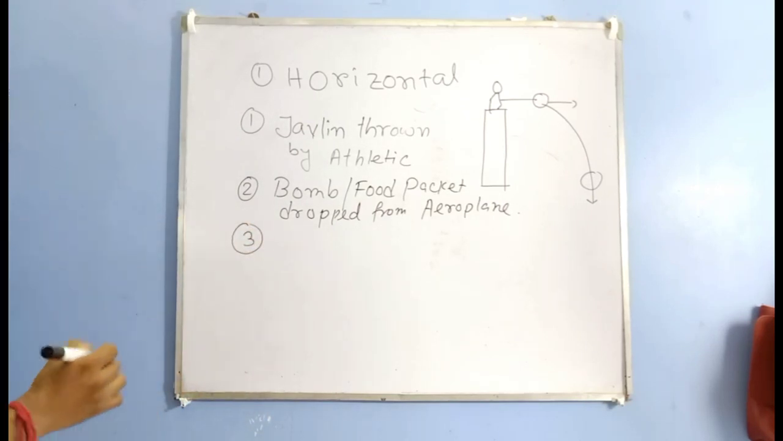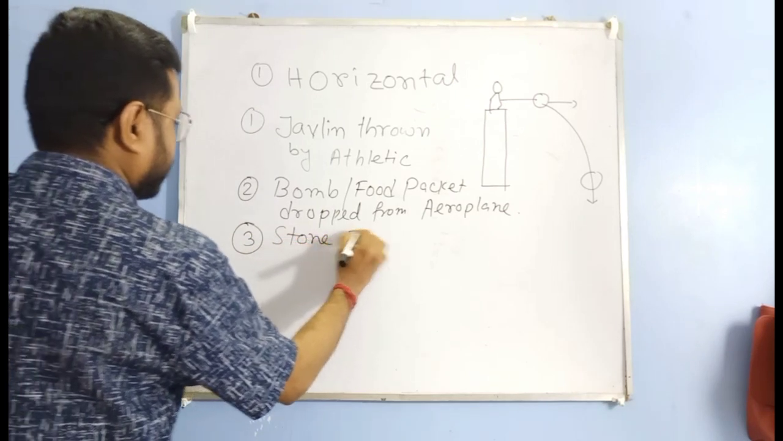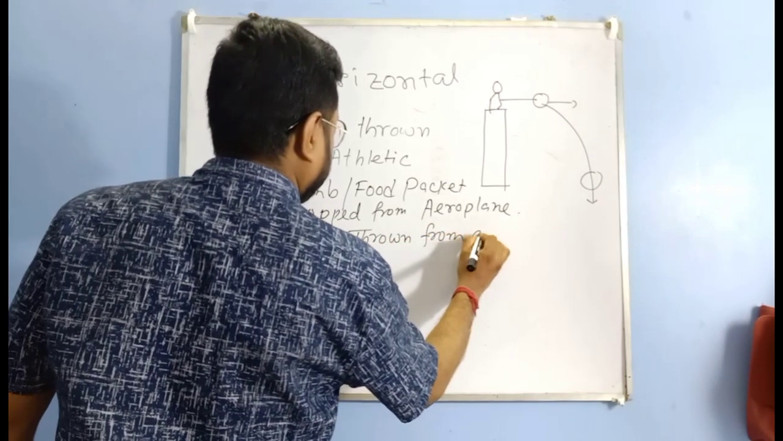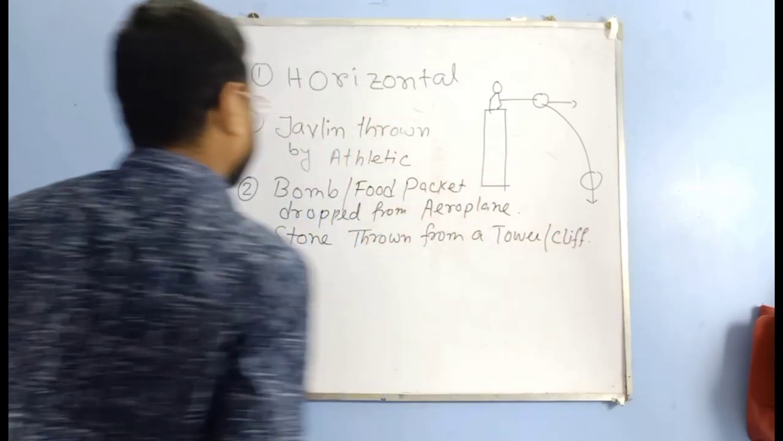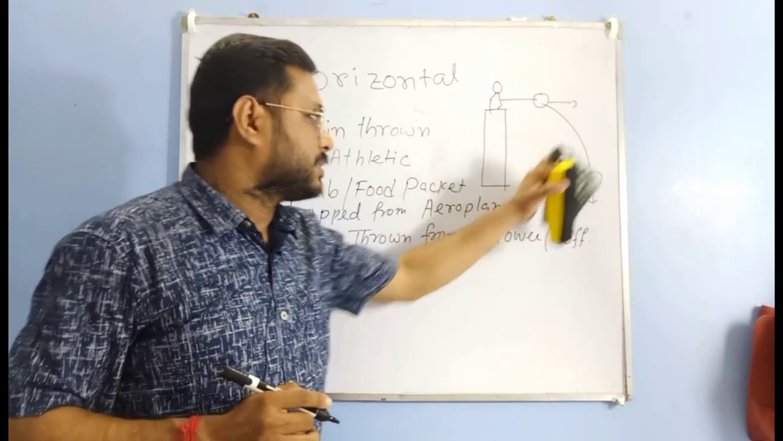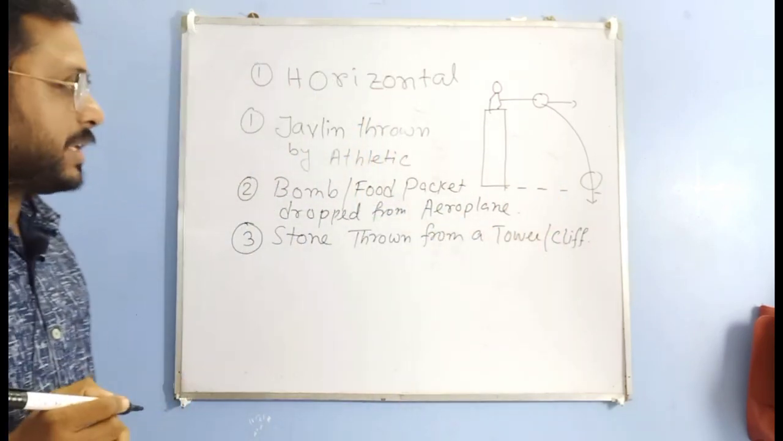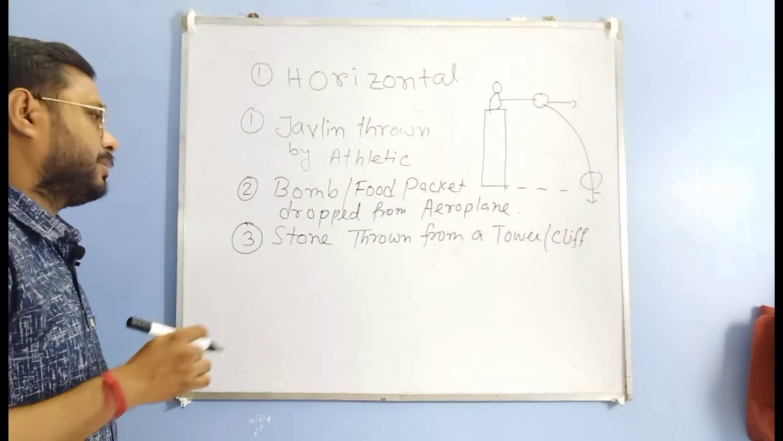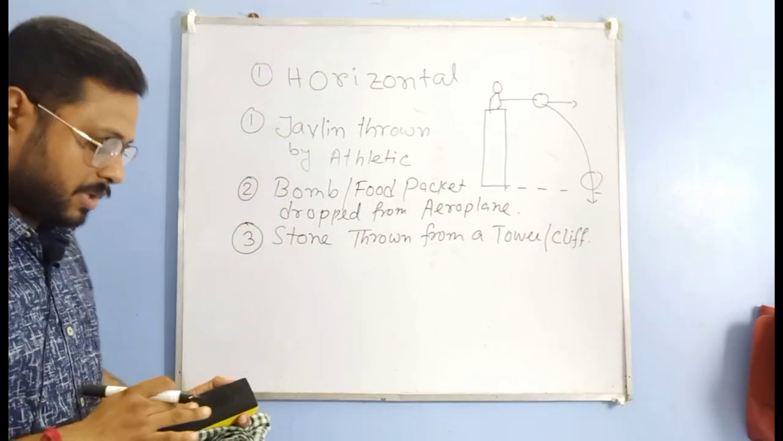Number three is a stone thrown from a tower or cliff. So in this case, the motion of the particle does not make an angle theta with the horizontal, but the velocity is only along the horizontal direction. So this type of projectile motion is called horizontal projection.